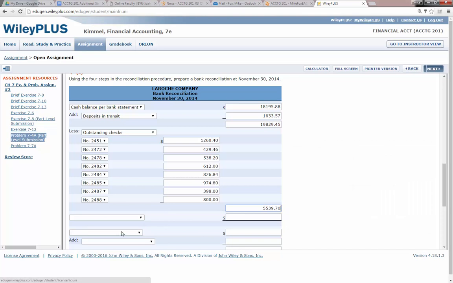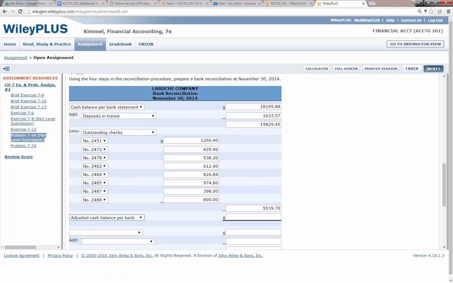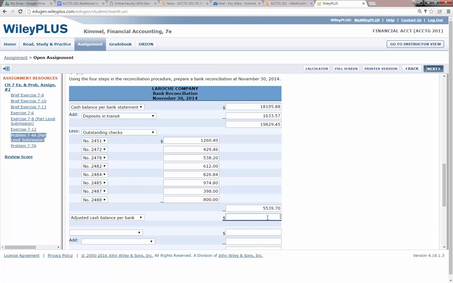All right. This will give us our adjusted cash balance per the bank. And we will simply take the $19,829.45 and subtract $5,539.70. Our adjusted balance then is $14,289.75.